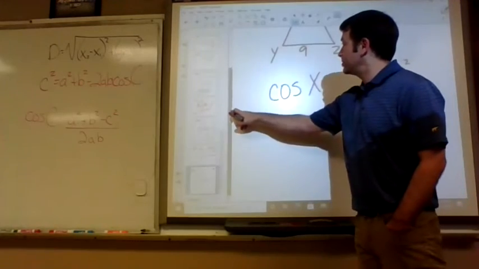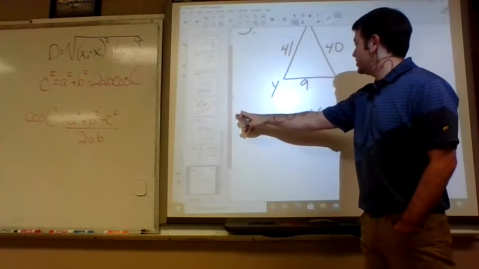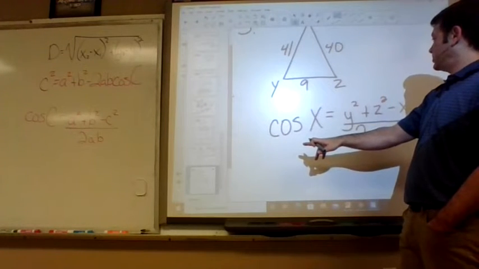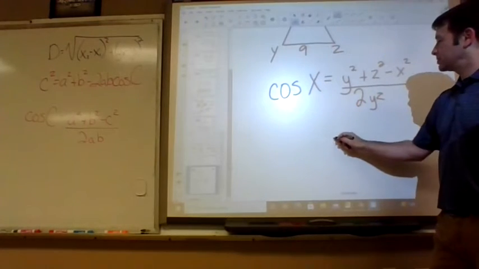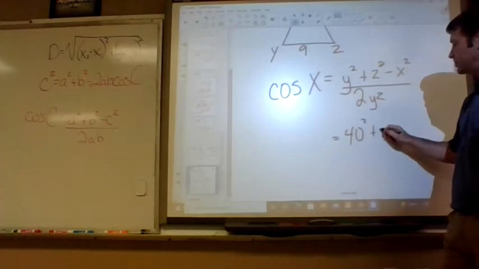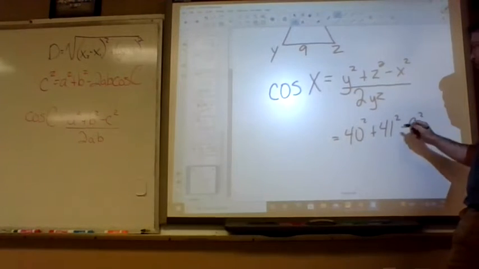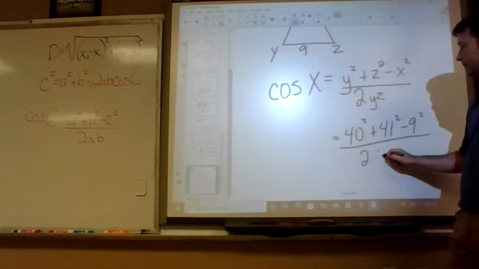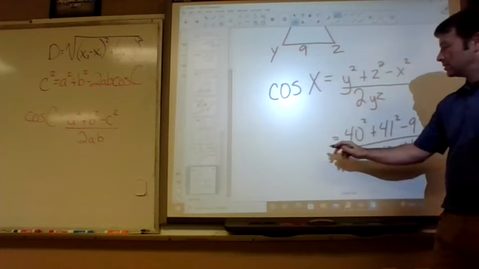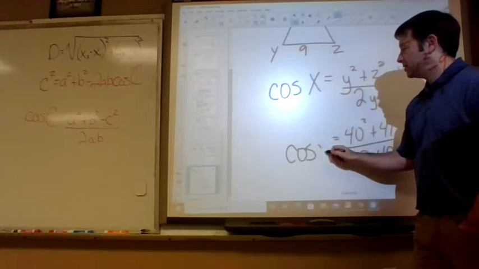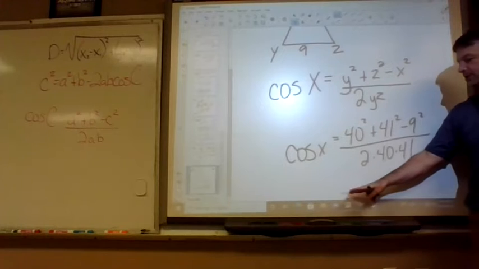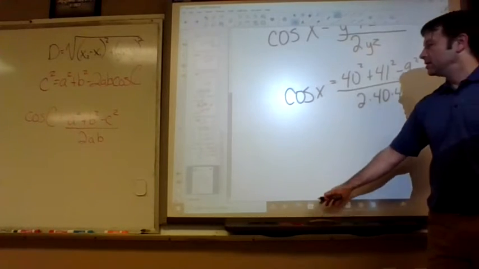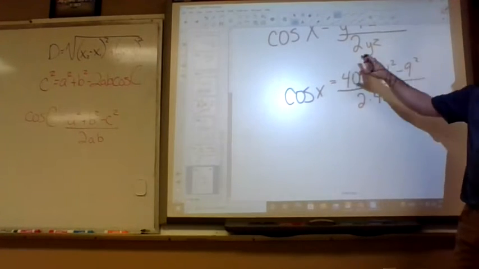So we got 40, 41, and 9. It's 40 squared plus 41 squared minus 9 squared, over 2 times 40 times 41. We could do this all in one step in our calculator. You guys know what you plug in? Cosine inverse of all of that.